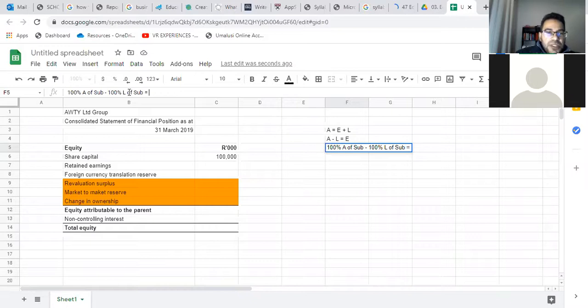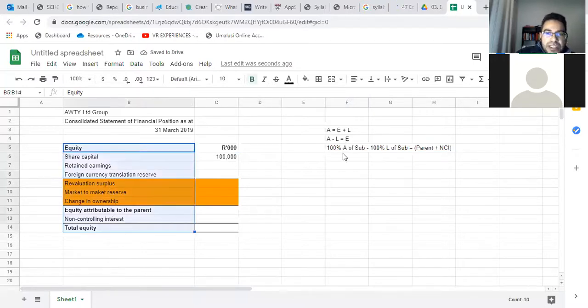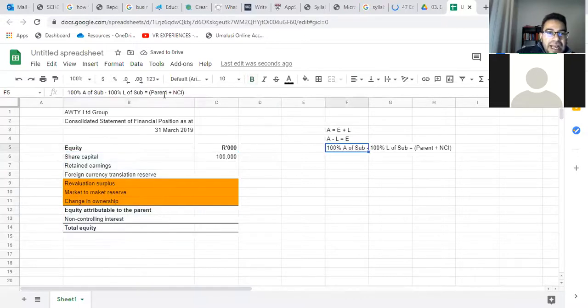Then that equals, so what does that equal? It equals equity, but what does equity equal? Equity equals parent plus NCI. So that is why, what does equity represent? This here is equity. So we don't bring on 100% of equity for the parent. We will now say of equity, a portion belongs to the parent and a portion belongs to NCI.